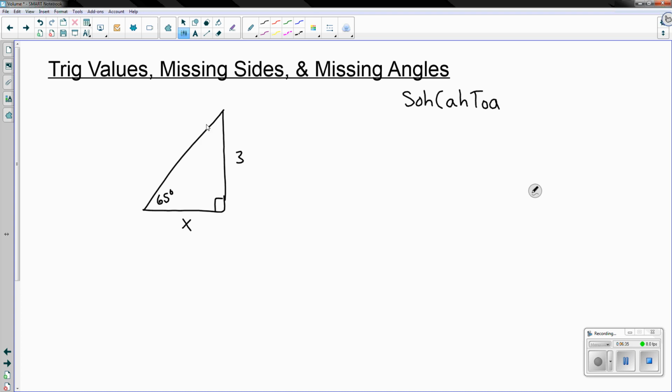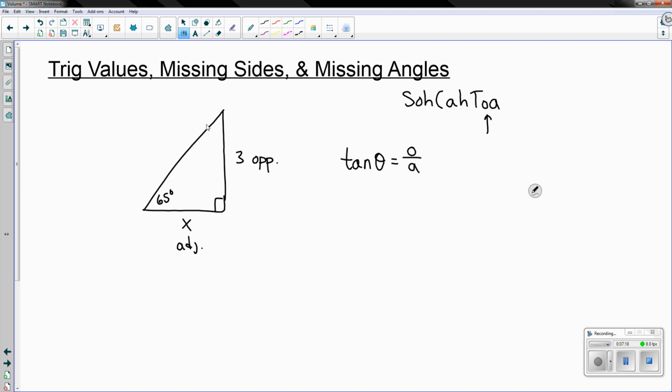Look at the angle that is given, and then label the sides that you have in this problem in relation to that angle. So I would say 3 is the opposite side in relation to 65, and x, the one I'm looking for, is the adjacent side. So you label those two sides, and then you identify which of the three trig functions works with opposite and adjacent. And we would see that that is tangent. Once I know that I'm going to use tangent, I write the definition for tangent of an angle.